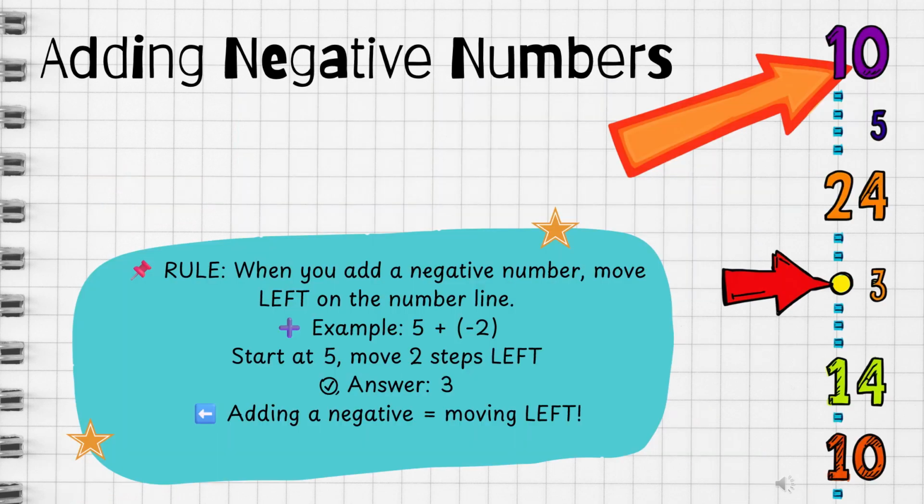Now, let's learn how to add a negative number. Here's our rule. Adding a negative means move left on the number line. Let's look at an example. 5 plus -2. Start at 5. Now move left 2 spaces. 1, 2. You land on 3. So 5 plus -2 equals 3. Every time you add a negative number, imagine walking backwards on the number line.